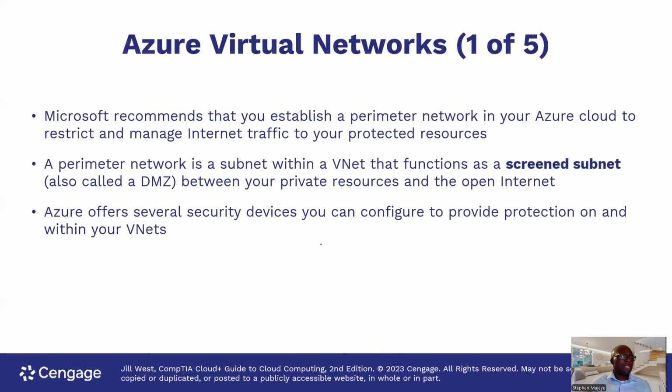Now, let's transition to Microsoft Azure networks. Microsoft recommends that you establish a perimeter, which might also be called a DMZ, and its function is to screen some subnets so that as traffic comes to your private network, it goes through this perimeter network or this DMZ, and that traffic is screened before it makes it into your network. The same thing can be said as that traffic is leaving your network going to the internet.